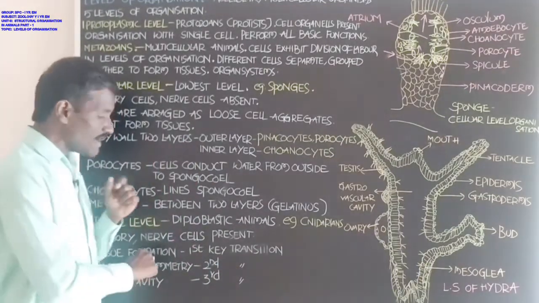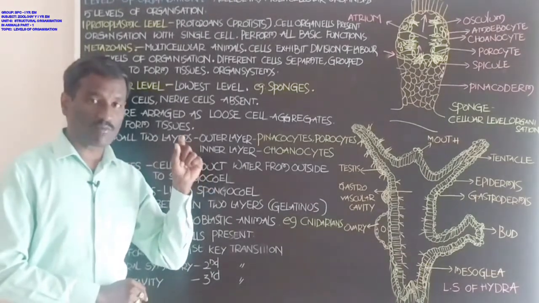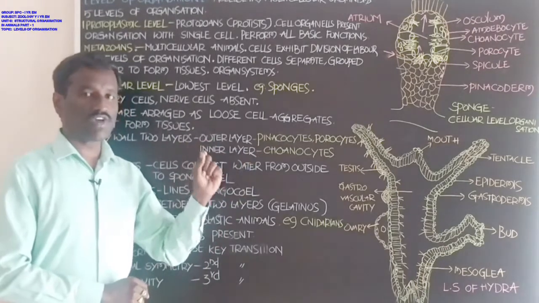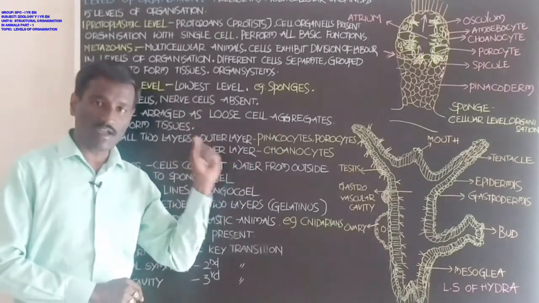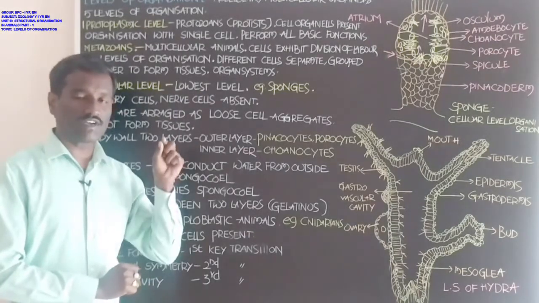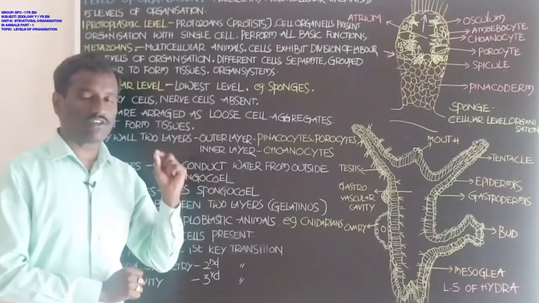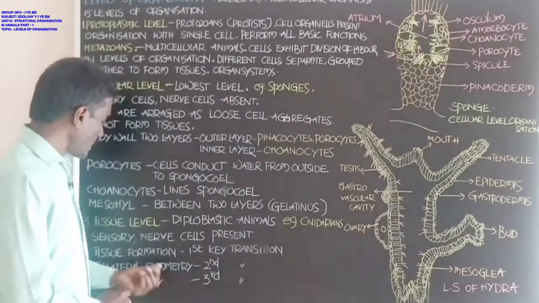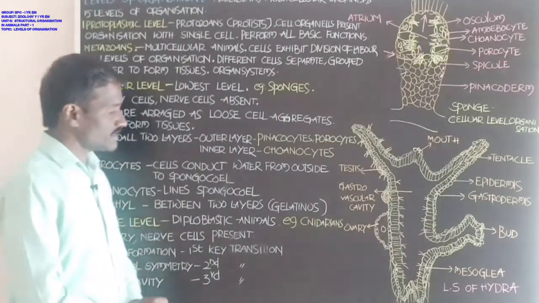Next, the formation of bilateral symmetry is the second key transition in the evolution of the body plan in animals. Next, the formation of the body cavity is the third key transition in the evolution of the body plan in animals. Okay, what about the tissue level of organization?